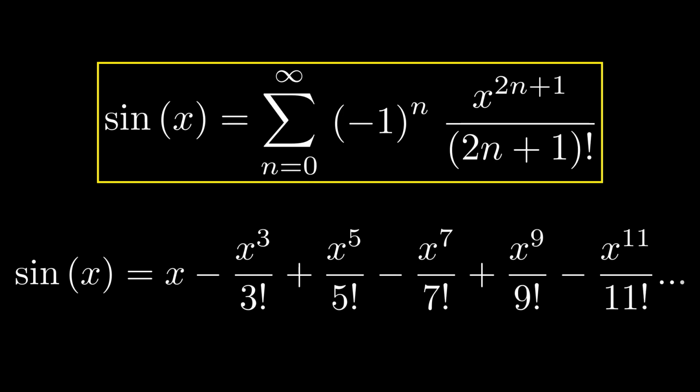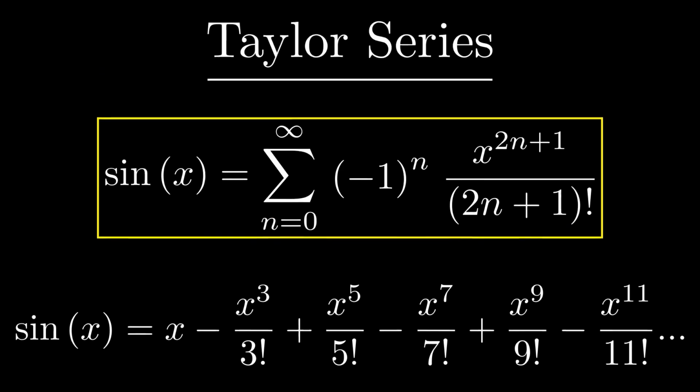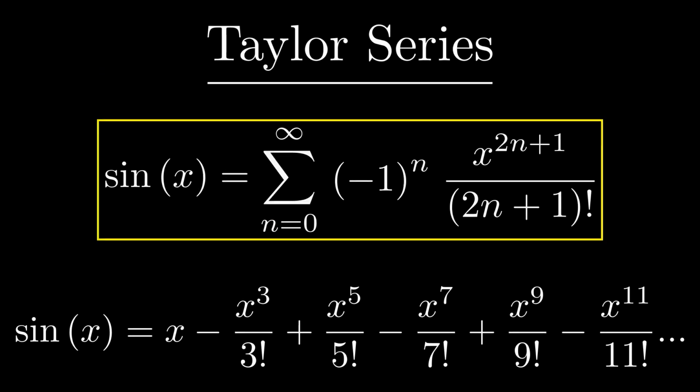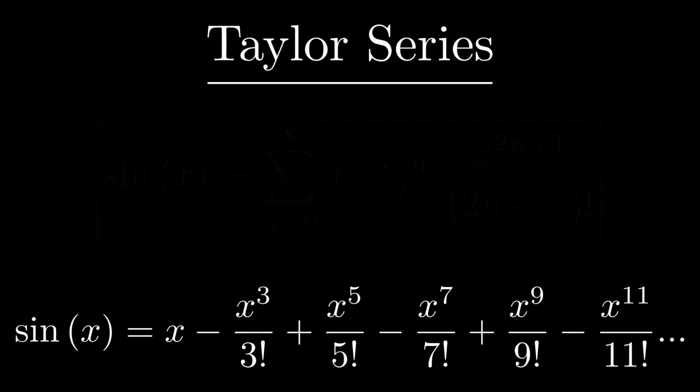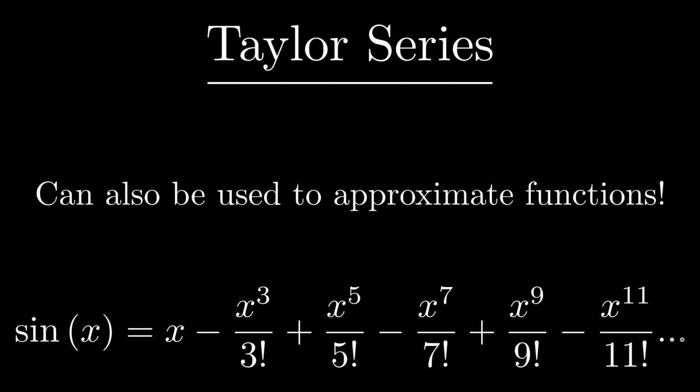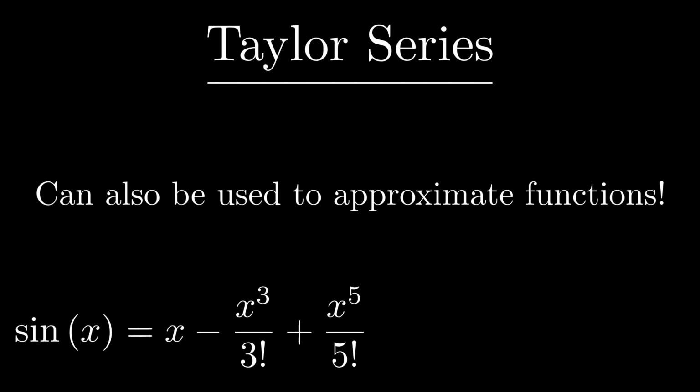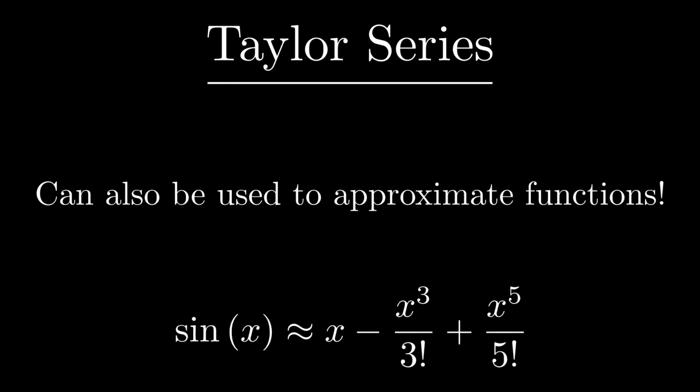What we've just created is called a Taylor series, an infinite sum of terms used to represent a function. Taylor series are actually quite useful, because they can also be used to approximate a function with a partial sum of terms, rather than an infinite polynomial. This comes up in a lot of areas like physics, where finding an exact answer isn't always required.